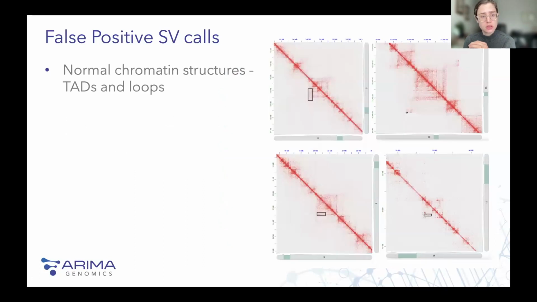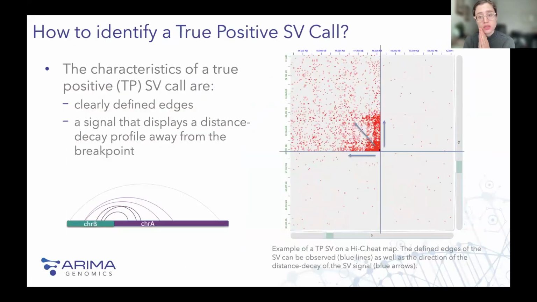But overall, I want to remind you how a true positive call looks like. We looked at this Juicebox. We want nice clean edges and a signal that drops as you move away from the breakpoint. And you might wonder, why do you want the signal to drop, right? So the way I see it is that you have two chromosomes that fused, like we saw before. You have chromosome A and chromosome B, and this is now a new chromosome.